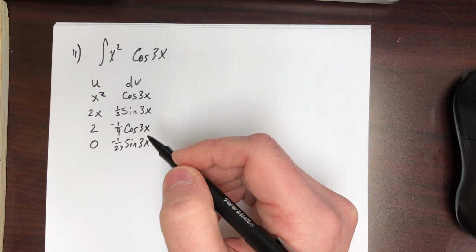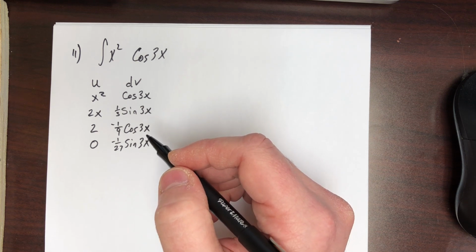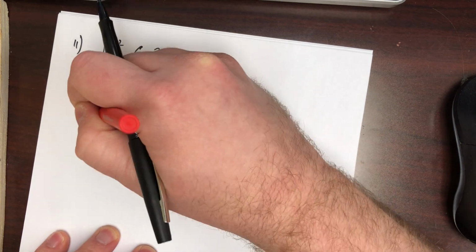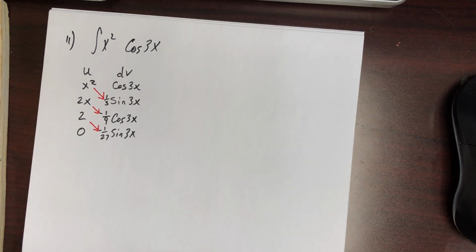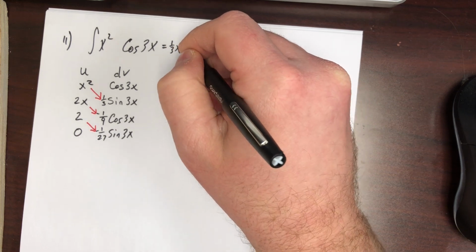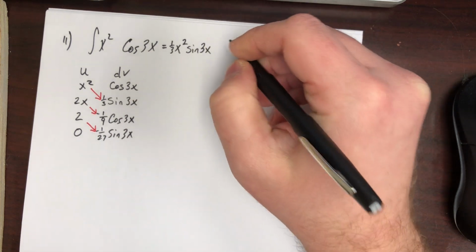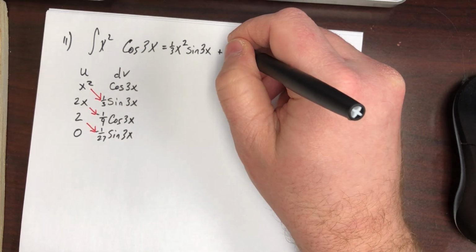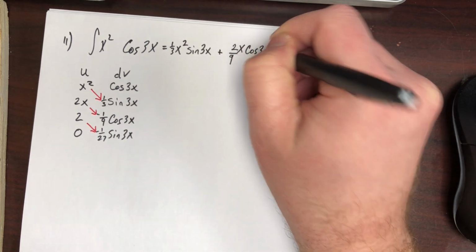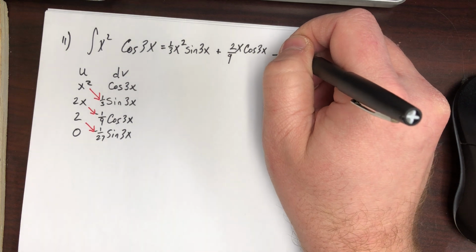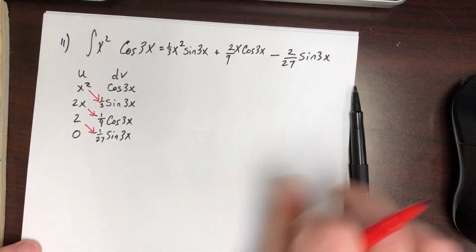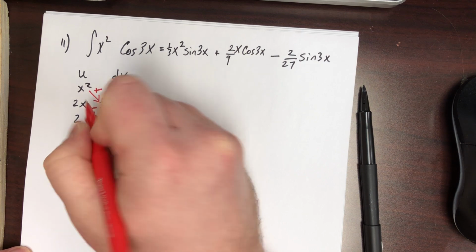And so here's how the tabular method works. I know that we alternate, and I know we go diagonally. And if I remember correctly, it goes like this, and like this. And so my answer to this is going to be 1/3 x squared sine 3x plus 2/9 x cosine 3x minus 2/27 sine 3x. And you might think I made a sign mistake. The piece I did not mention is these alternate signs.